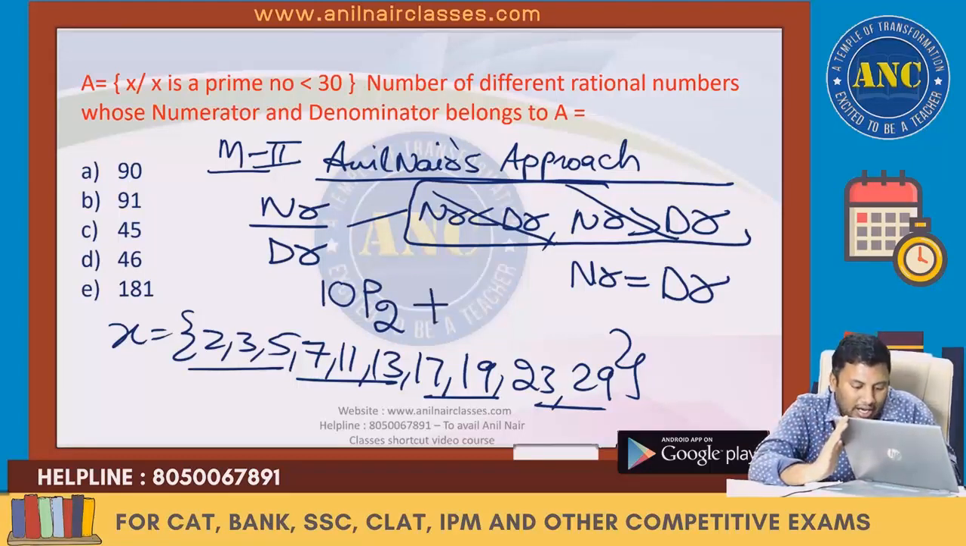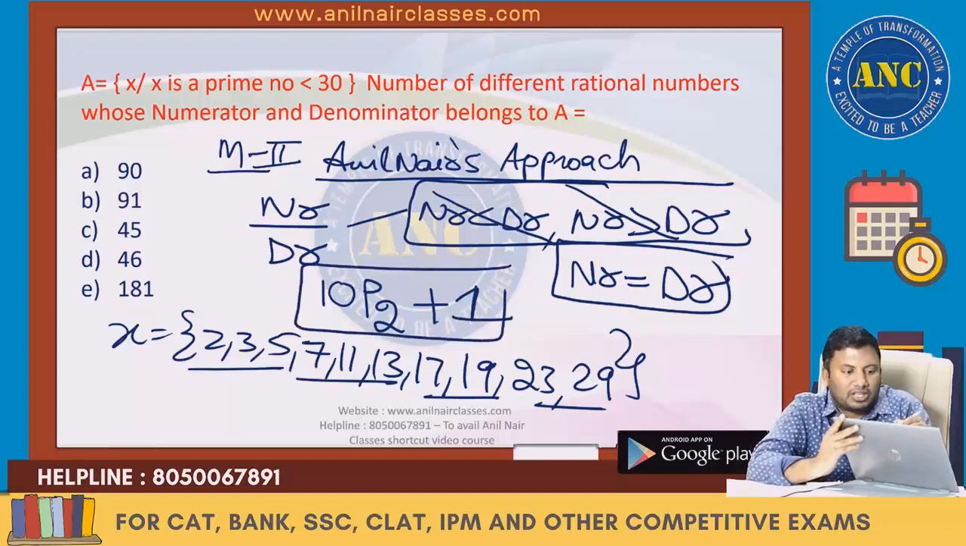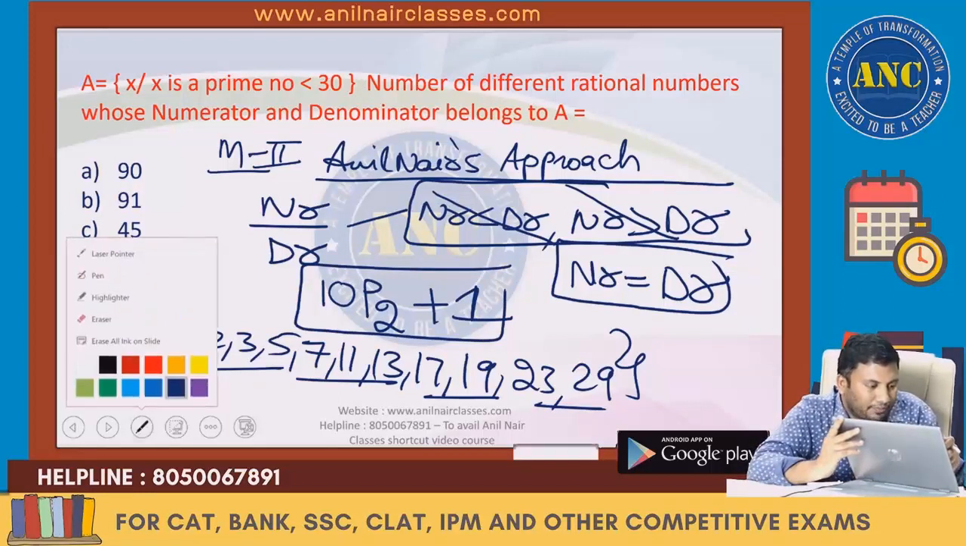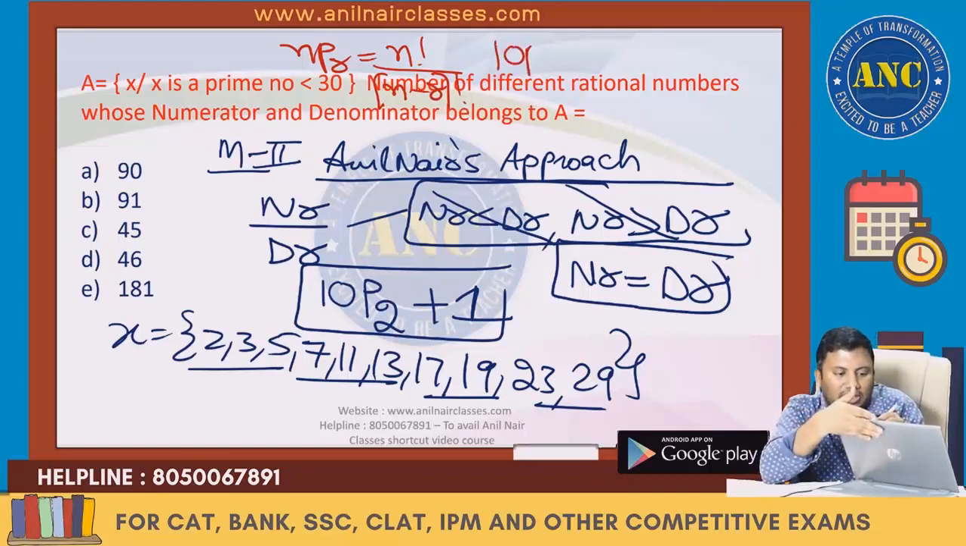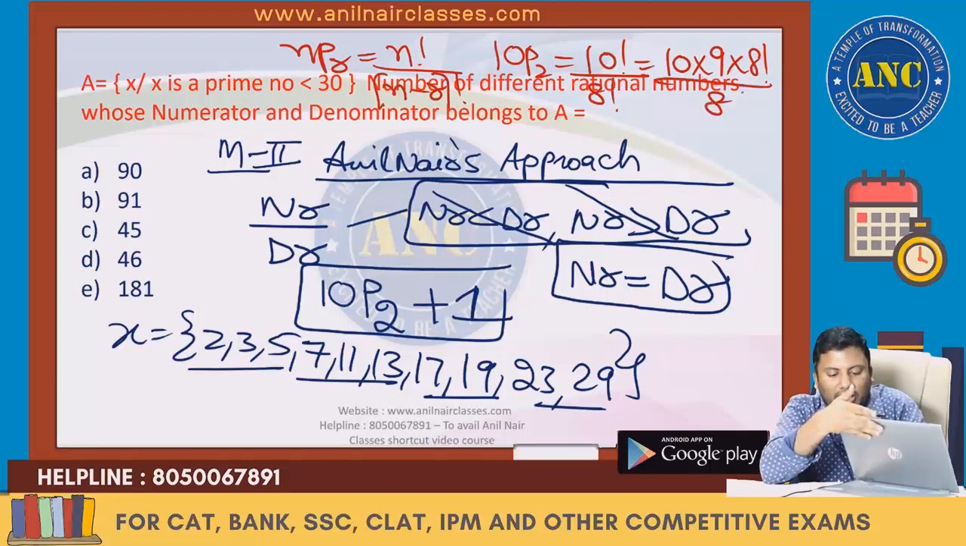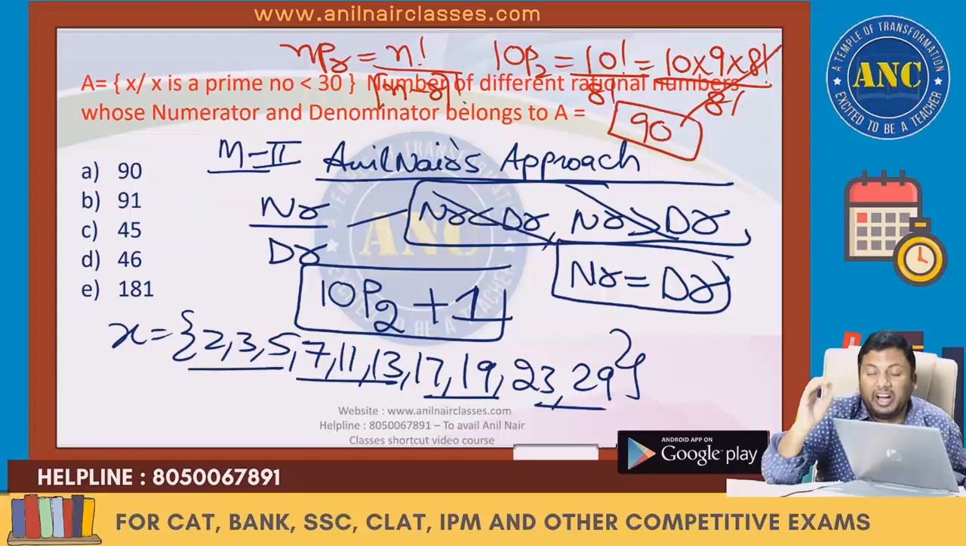So nPr. There is one case where numerator is equivalent to denominator. So 10P2 plus 1. nPr is nothing but n factorial by (n minus r) factorial. So 10P2 is 10 factorial by 8 factorial, which is 10 into 9 into 8 factorial divided by 8 factorial. 10 nines are 90. No counting required. In none of the questions I solved till now did I use counting. I hope it is clear.